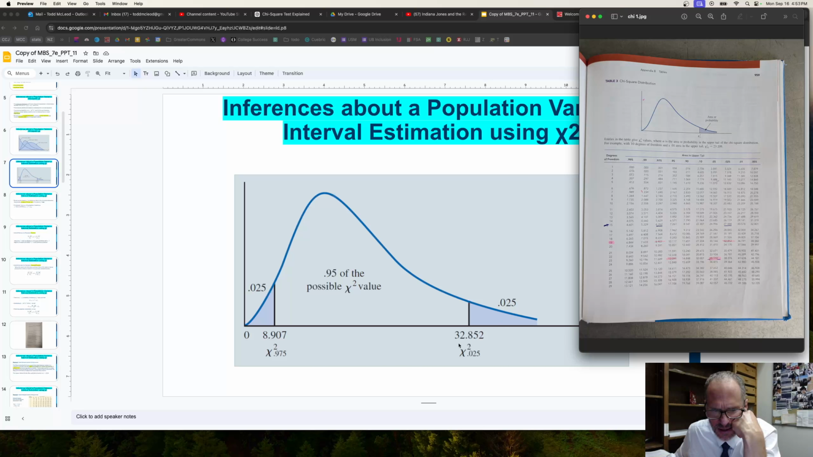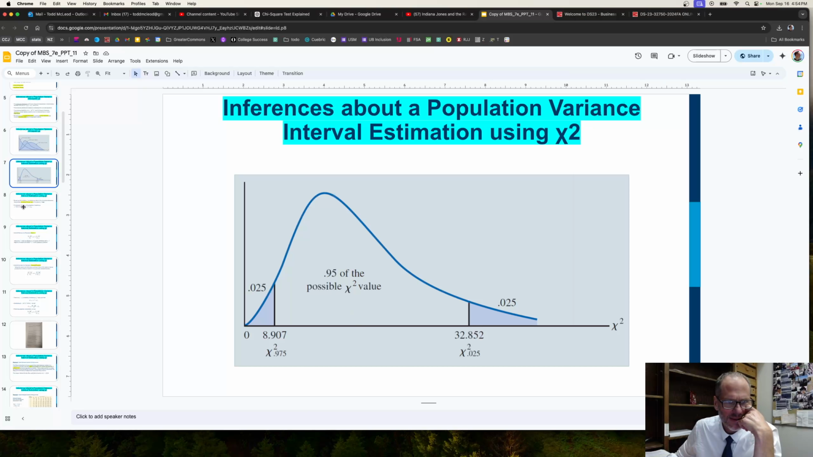And here, chi-square of 32.852, we have 2.5% of our data from here to the right. And that means that between these two, if we're doing an interval estimate, is where 95% of our data is. So that's kind of the idea, okay? Between those 2 points, this one and this one, is where 95% of our data is.